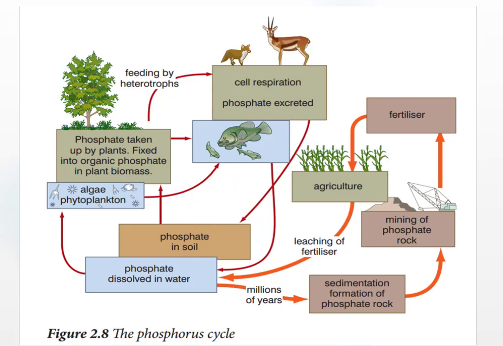Human beings also mine phosphorus from its main source, sedimentary rocks. We then extract and process it to make artificial phosphorus-containing fertilizers. Then we can apply this fertilizer to our farmlands to increase the productivity of farm crops. These crops or plants then absorb this phosphate to make their own phosphate-containing organic compounds.